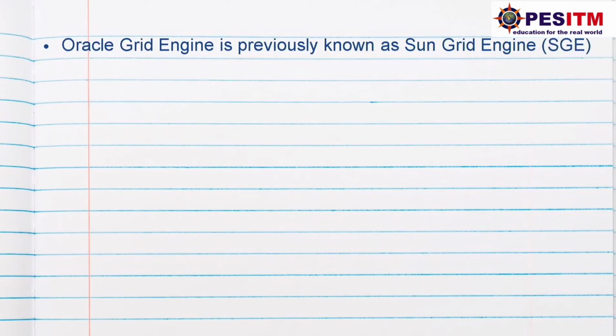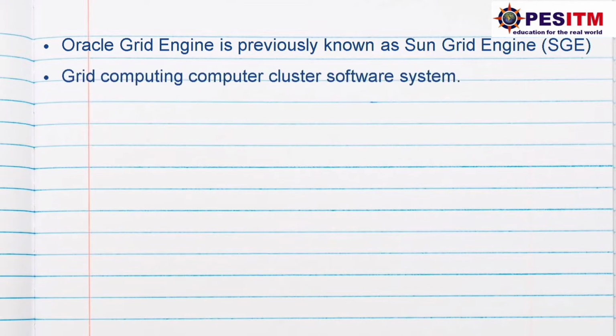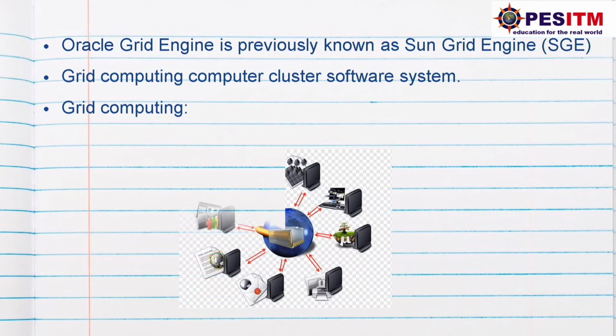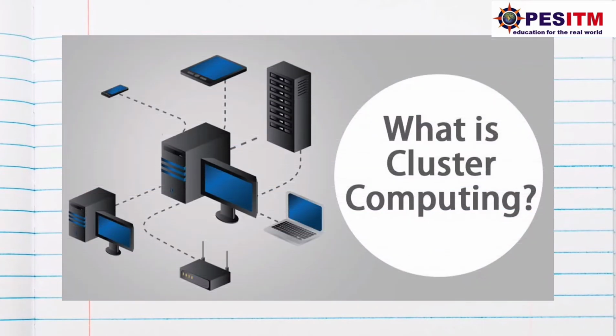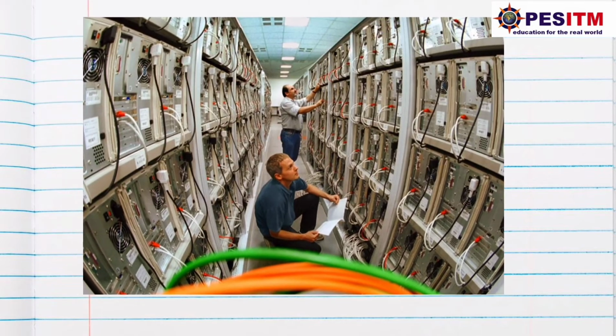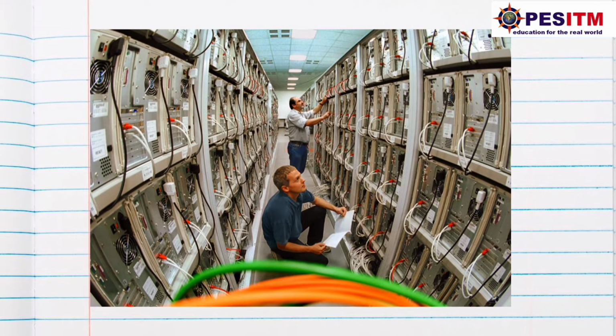Oracle Grid Engine, previously known as SunGrid Engine, and Codine and GRD, was a grid computing computer cluster software system. Then what is grid computing? Grid computing is the use of widely distributed computer resources to reach a common goal. What is cluster computing? Cluster computing is a set of computers that work together so that they can be viewed as a single system.